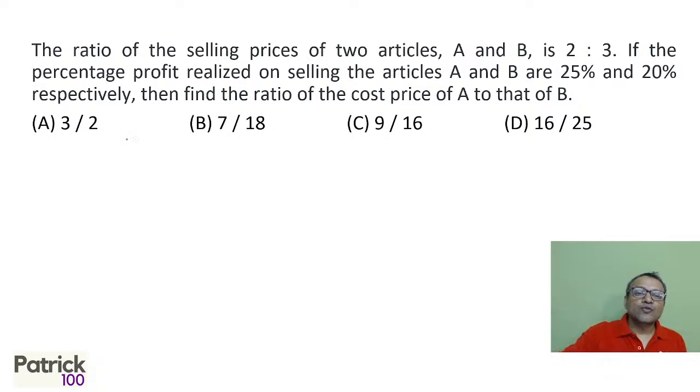You can use the formula that cost price is equal to selling price upon 1 plus profit percentage. This is what you can use. And secondly, you can take 2 and 3 as numbers, or 20 and 30, or 200 and 300, whichever number you want. You can use 2 and 3 itself, because it's anyway a ratio that you're calculating.